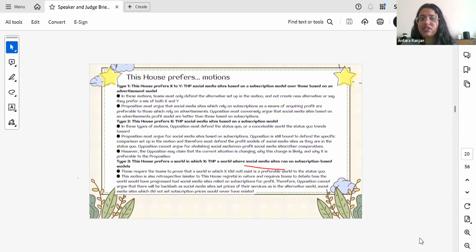The second type of this house prefers motion doesn't give you an alternative. It just says this house prefers a world where social media sites have subscription, right? It doesn't say what the alternative is. In these types of motion, side opposition has the policy they have to defend. What is the policy they have to defend? Status quo, what the world looks like currently.